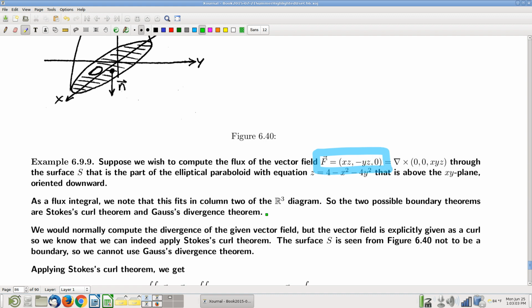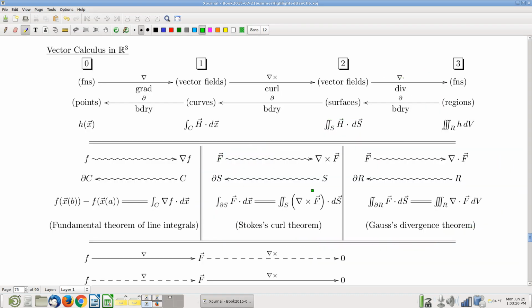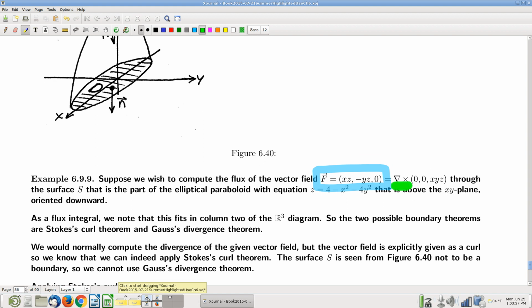Here's a different way to think about it. I already know that this is a curl of something. It says so right here. My vector field is a curl of this thing. Well, if it's a curl, the divergence of it has to be 0 because, again, on our diagram, there is a vector field whose curl gives me the vector field in question. The theorem says divergence has to be 0. Right? So two easy ways to see the divergence is 0. Okay, all right, how handy.